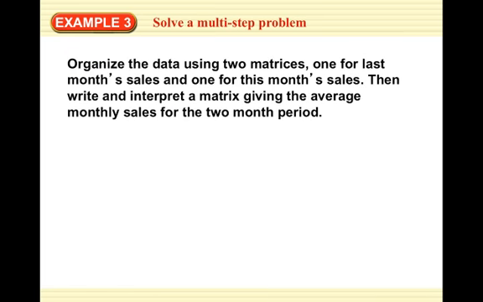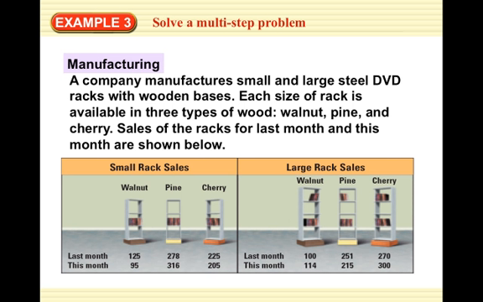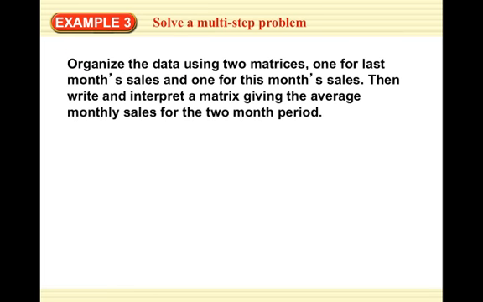Okay, we want to organize the data using 2 matrices, one for last month's sales and one for this month's sales. So we're going to have to kind of reorganize here because they've got things organized according to the size of the rack. You've got one little table that's for small and one for large. Now we want to have matrices where one is for last month and one is for this month. So we're going to reorganize our data. Then we're going to write and interpret a matrix giving the average monthly sales for the 2-month period.